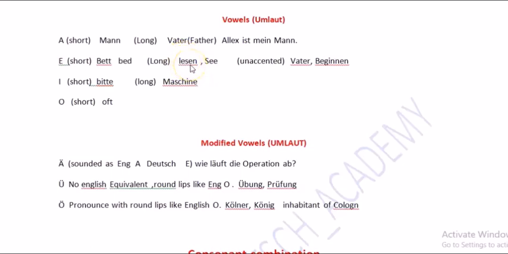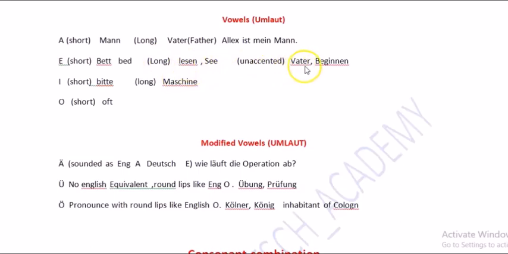Lesen means reading. See here the purpose of using this word. It is an English word, but the purpose here is that it is pronounced like it. Like here, the double E are used, so they are pronounced longer. So here it is also the same.